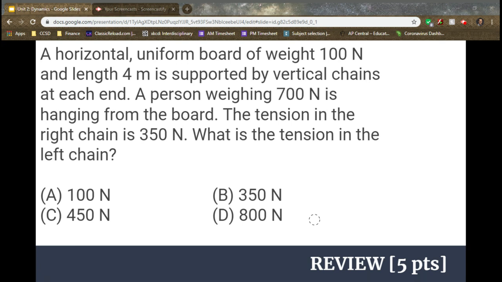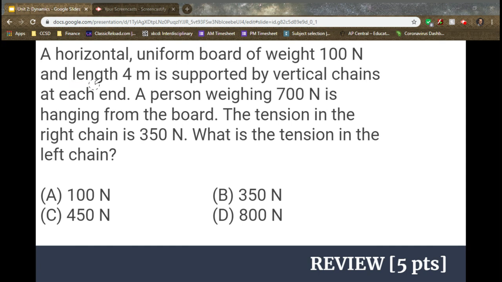A horizontal uniform board of weight 100 newtons and length 4 meters is supported by vertical chains at each end. Just to be clear, uniform board means that the mass is evenly distributed. It's not like one end of the board is heavier than the other. If it had a balancing point, it would be exactly in the center.